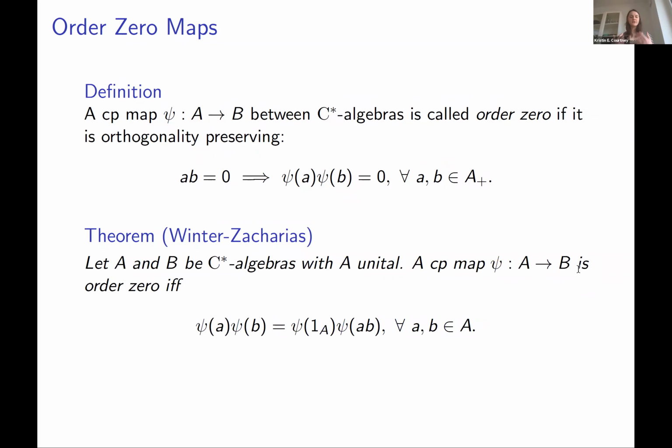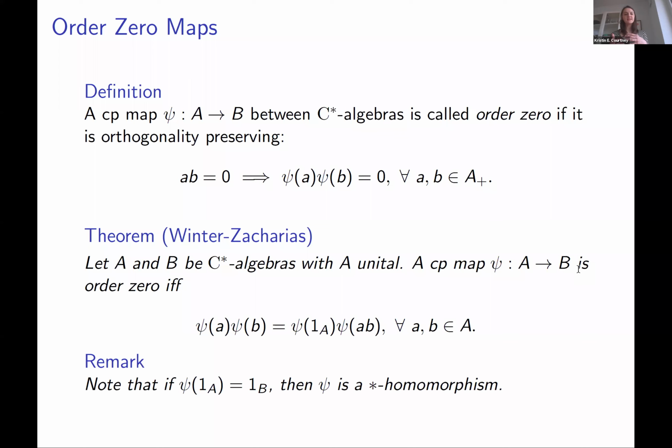So Winter and Zacharias had a really influential paper working with these order zero maps. One of the key results in this paper is the so-called structure theorem for order zero maps. Here is an oversimplified version of it, where we assume that the domain C-star algebra is unital. A CP map from a unital C-star algebra is order zero exactly when it's almost multiplicative, except one has to pay the penalty of multiplying by the image of the unit.